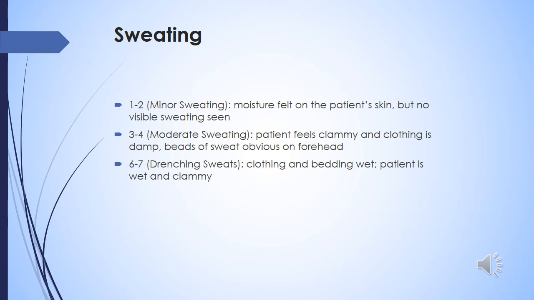Sweating can be another confusing category. With minor sweats, a 1 or a 2, you can barely feel some sweat on their skin, but you can't see any sweat. With moderate sweating, a 3 or 4, the patient feels sweaty, their clothing is slightly damp, and you can see some visible sweat on their skin. With severe sweating, a 6 or a 7, the patient feels obviously wet, and their sweat soaks through their clothing and bed linens to the point where they should be changed.